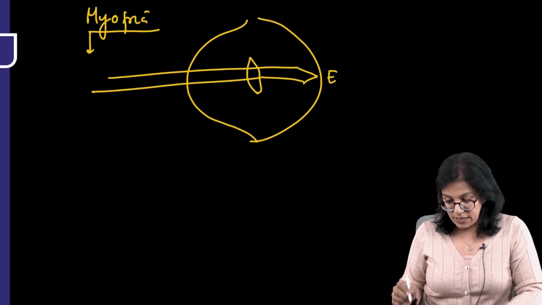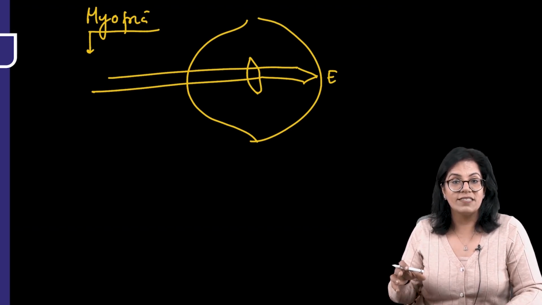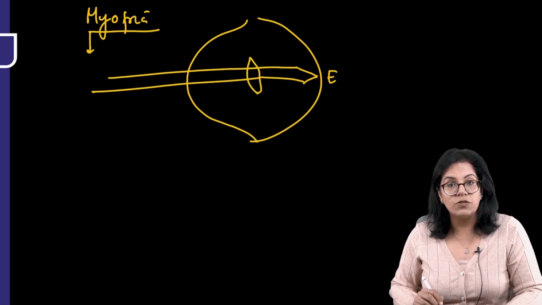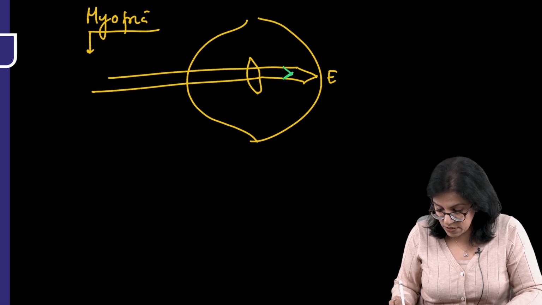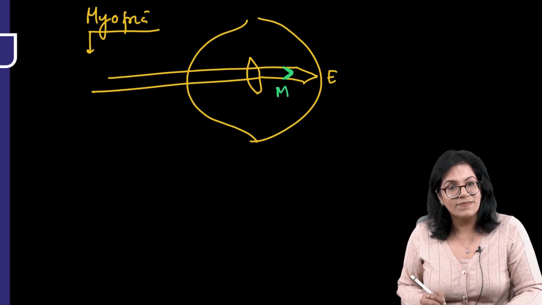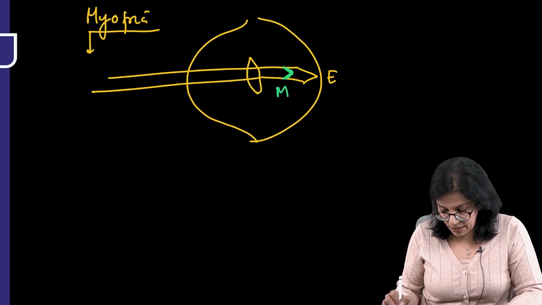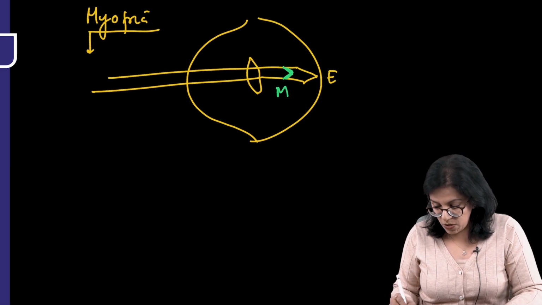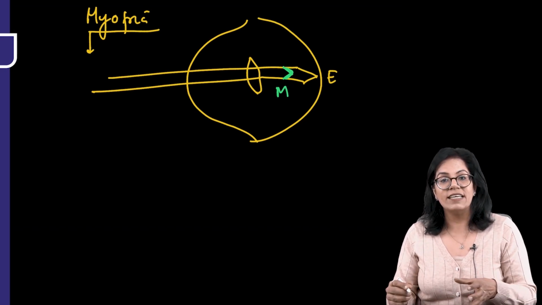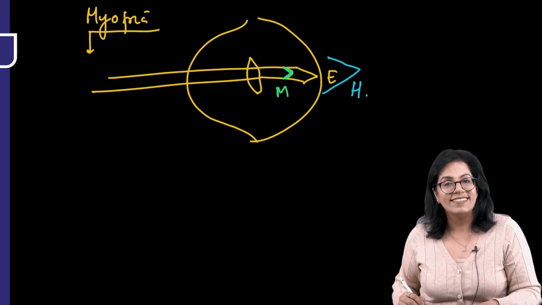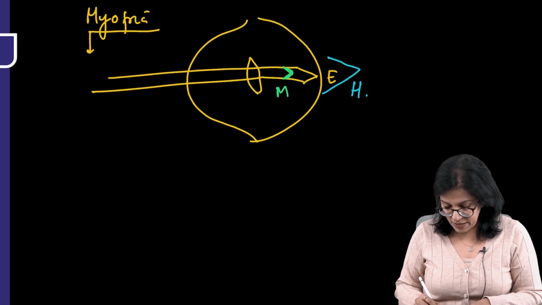Now, if the power in this eye is more than what is required, then what will happen? The bending of light rays is going to be more and it is going to focus even before reaching the retina. This is myopia. And when your refractive power is less than what is required in an emmetropic state, then your bending is not sufficient, and it is finally going to focus behind the retina. This is hypermetropia.